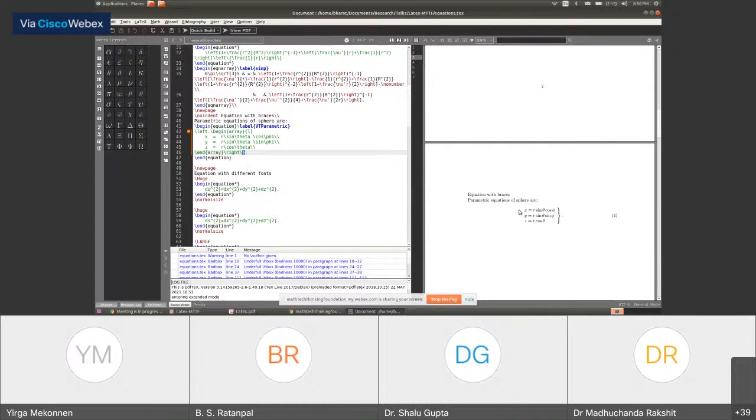Now, on the left hand side, we don't want the braces, so I will write \left. And on the right hand side, I want the braces, so I will write \right and then the brace. After that, I will write \begin{array}{l}, where l stands for left alignment. So x is equal to r sin theta cos phi, y is equal to r sin theta sin phi, and z is equal to r cos theta. When I run this, I will get equation number 4.